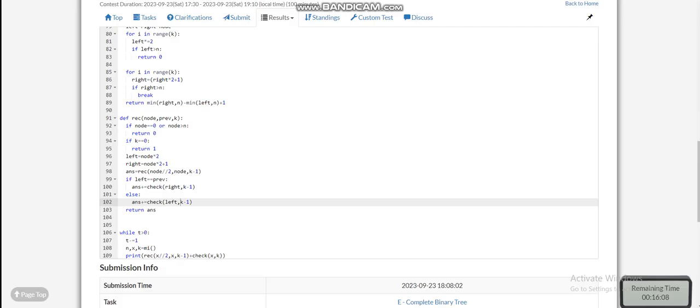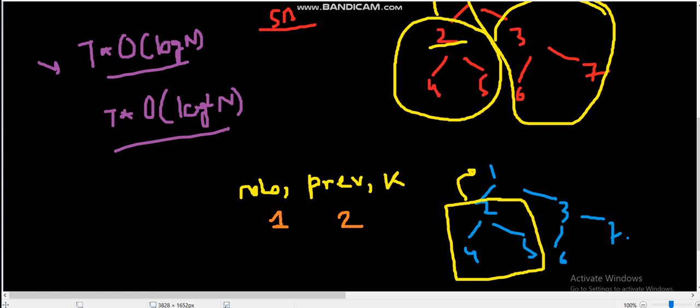So left equals node into 2, I have already told you, and right equals node into 2 plus 1. So if left equals prev, that means that we have already checked the left subtree, so we'll check the right subtree with k minus 1. Okay, and otherwise we will check the left subtree. I hope you got it. If previous node is the left one, then we will go for the right subtree, and if previous node is the right one, we will go for the left subtree. I hope you got it.